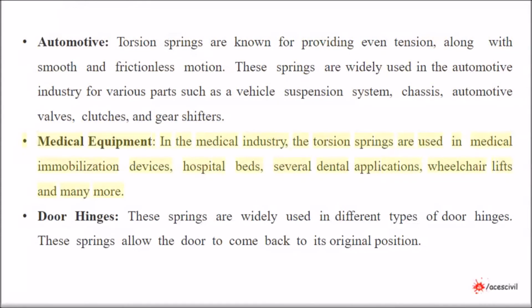Medical equipment. In the medical industry, torsion springs are used in medical immobilization devices, hospital beds, several dental applications, wheelchair lifts and many more. Door hinges. These springs are widely used in different types of door hinges. These springs allow the door to come back to its original position.